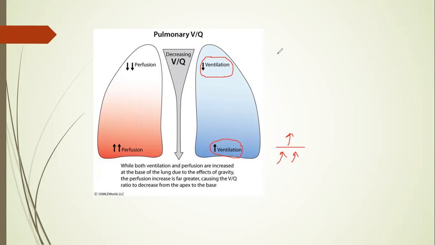We will find that ventilation is low, but the perfusion is even lower, very small. So this is low, but this is even lower. So you'll find here the numerator will be high. If the numerator is high, it means that this has a greater VQ.